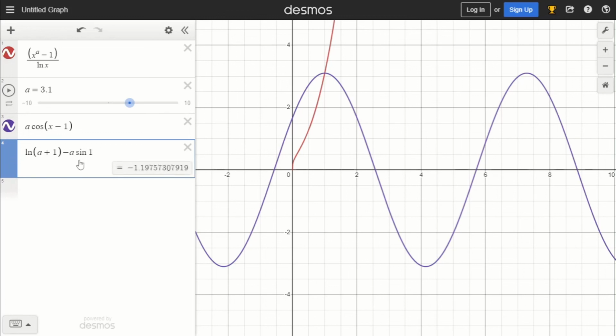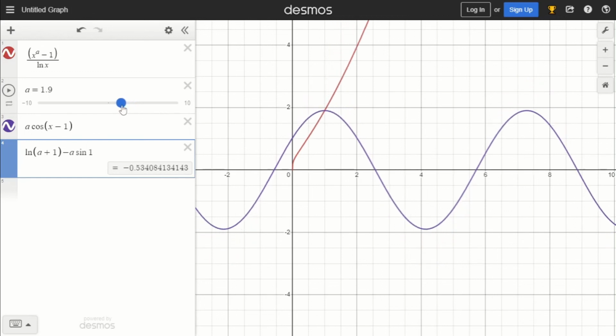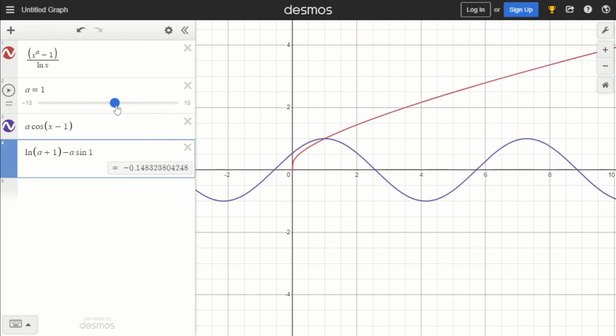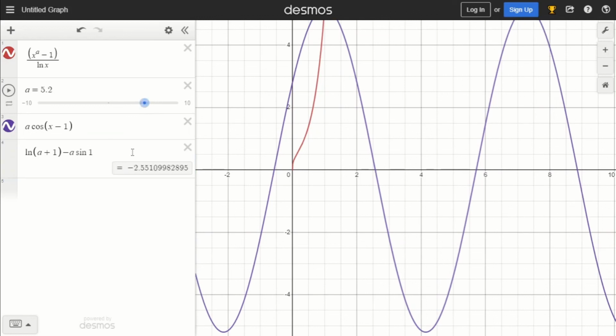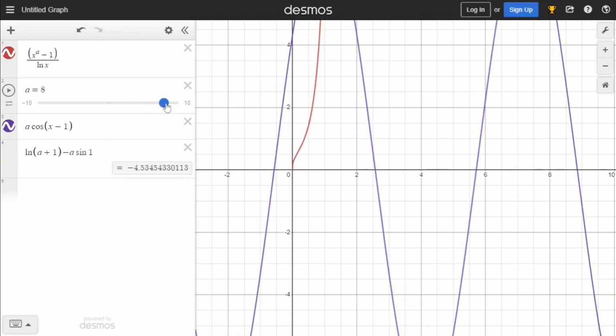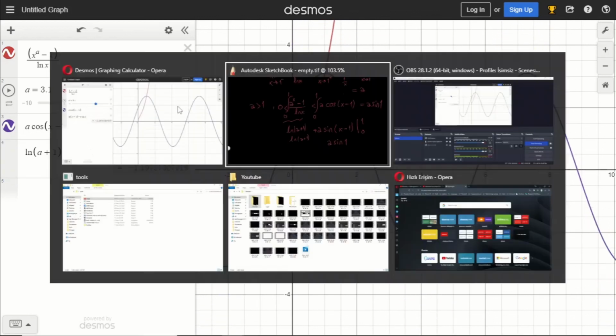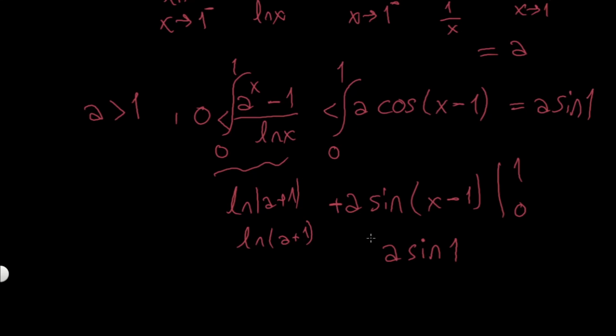If I look, this value is negative, which means that the left thing is less than the right thing. And if I just wiggle on this bound from a, all of these values are negative. So this also shows that we found a successful bound. So this integral is also less than a times sine of 1. And yeah, that's the end of it.